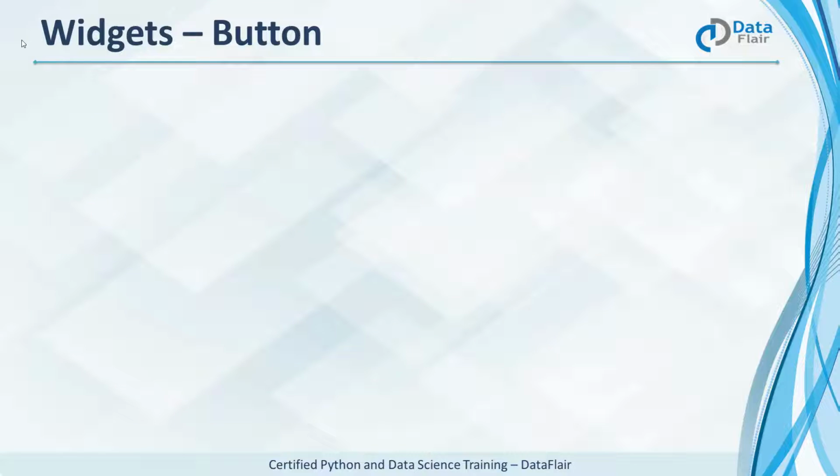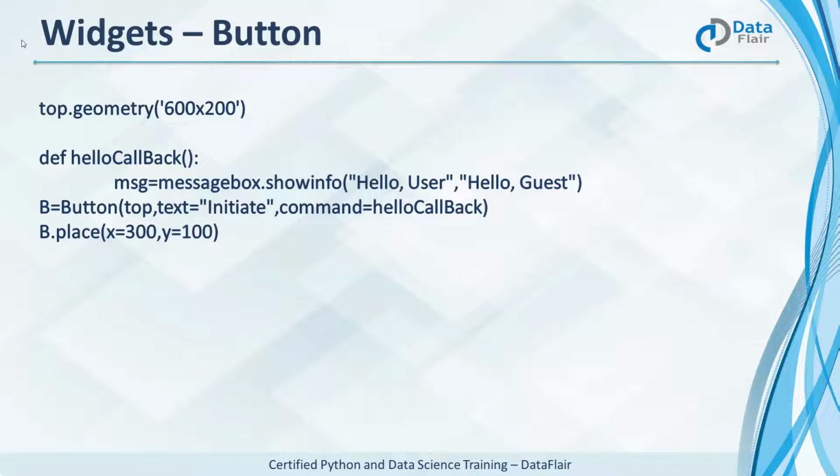The main window is like a canvas. We can play with widgets on this. And Tkinter has around 19 kinds of widgets to use. Let's start with a button.